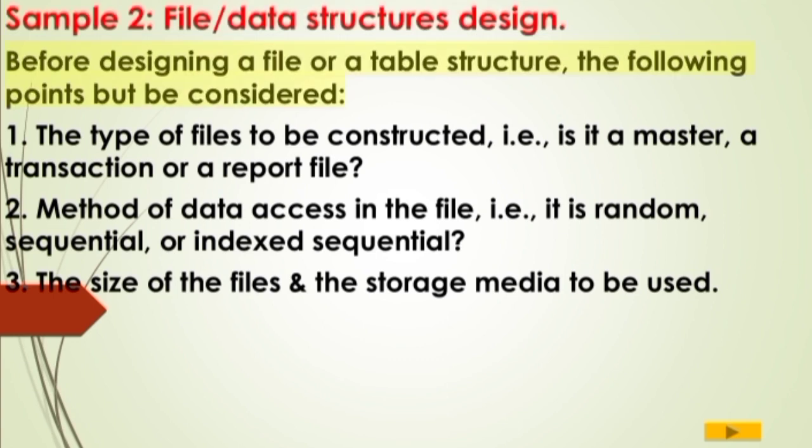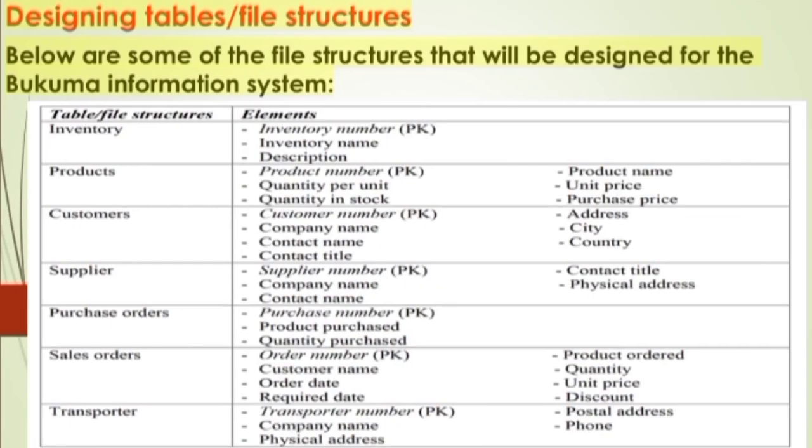Before designing a file or a table structure, the following points should be considered. 1. The type of files to be constructed, i.e., is it a master, a transaction, or a report file? 2. Method of data access in the file, i.e., is it random, sequential, or indexed sequential? 3. The size of the files and the storage media to be used. Designing tables and file structures: below are some of the file structures that will be designed for the Bukuma Information System.